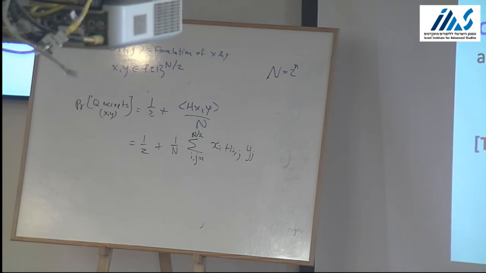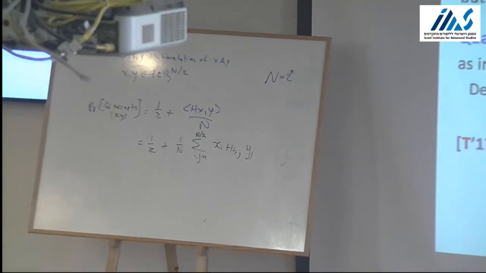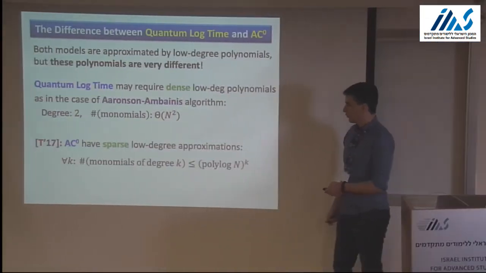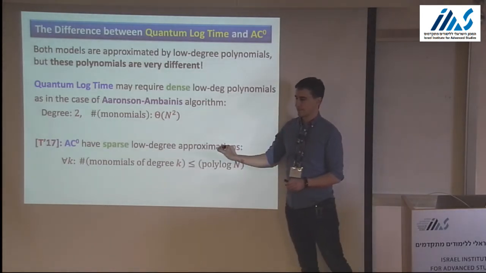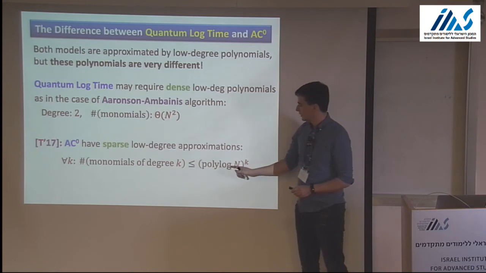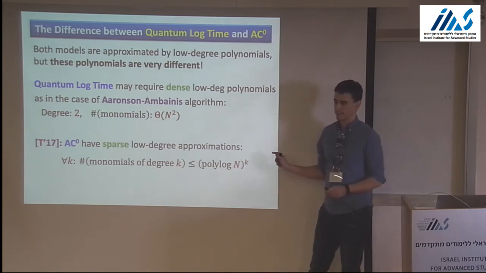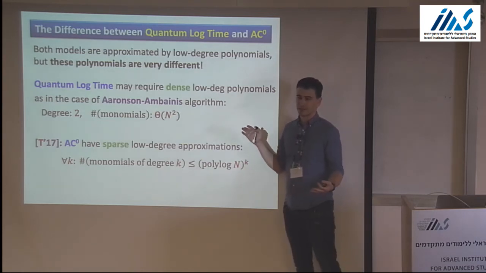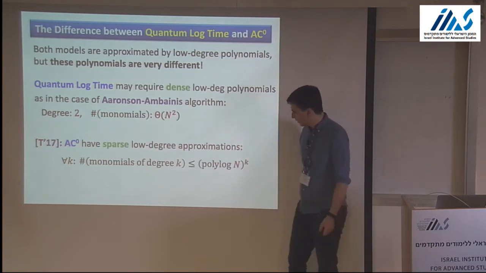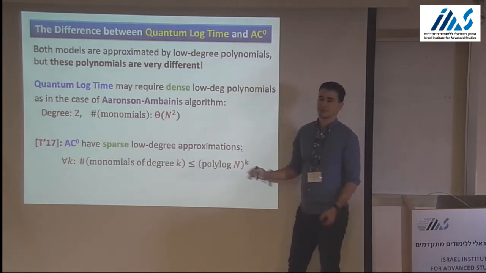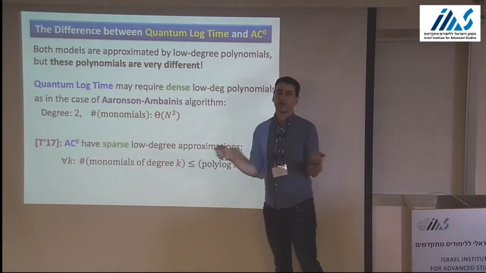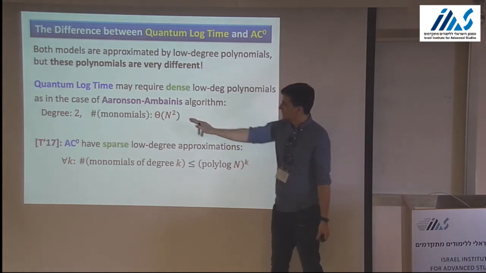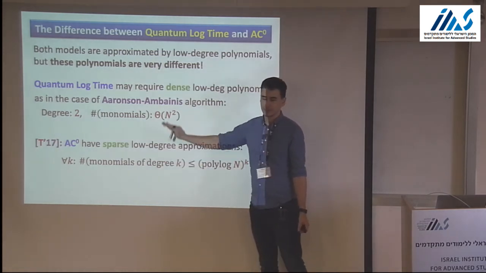What about AC0 circuits? In previous work, it was shown that they have sparse low-degree approximation in the following sense. If you look at how many monomials of degree k participate, this number is not too big. It grows like polylog raised to the power k. You should compare it to the maximal number that this could get, which is something like n to the k, or n choose k. So in particular, if you look at how many linear monomials of degree 1 and how many quadratic monomials of degree 2 you have, this is something like polylogarithmic in n, whereas here it is order n squared. So there is a difference between these two models.